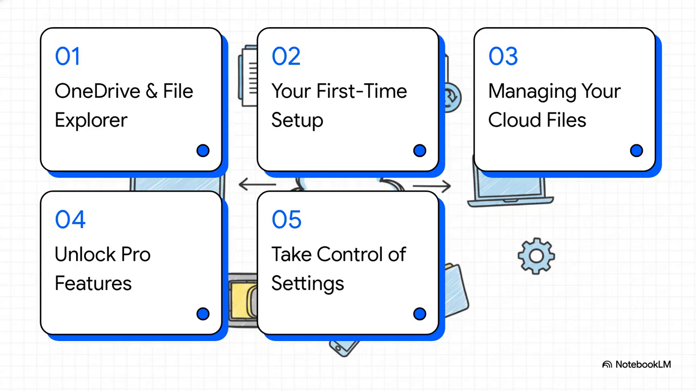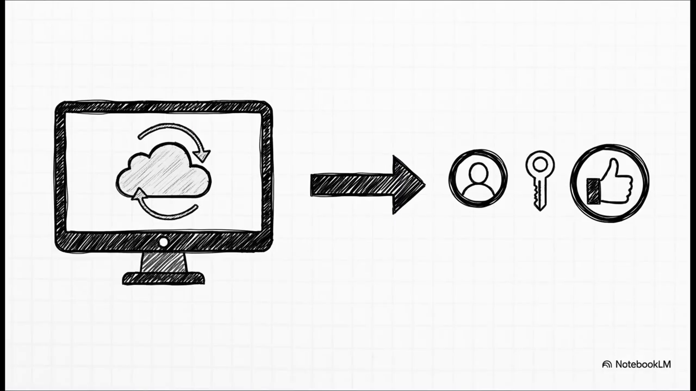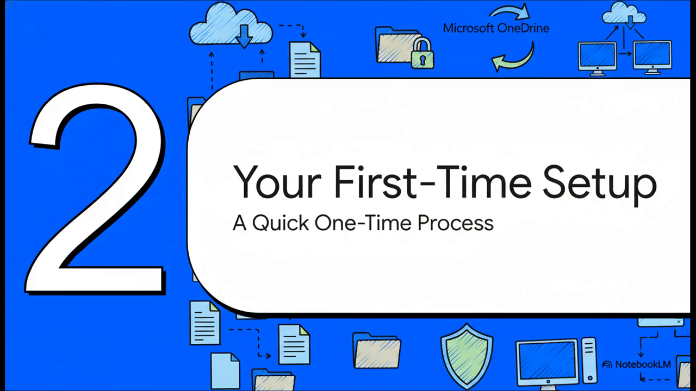Let's start at the beginning. So what's the first step? Well, here's the best part. You probably don't have to do a single thing. OneDrive is already built right into Windows, pretty much just waiting for you to turn it on. This means the barrier to entry is incredibly low. Seriously, OneDrive is almost certainly already on your computer. All you really need is a Microsoft account, and hey, if you don't have one, it's totally free to create. It's really that simple.